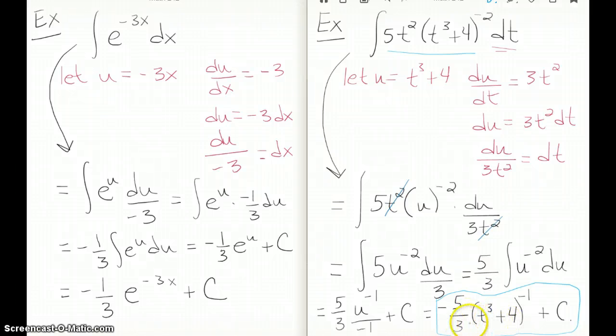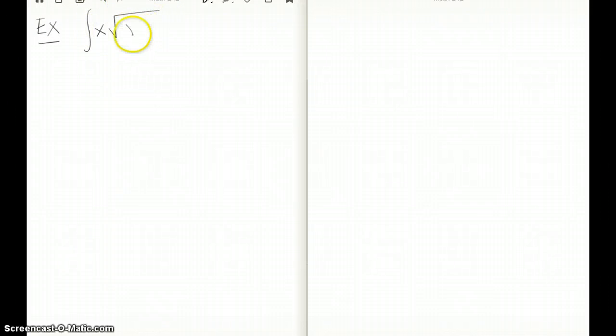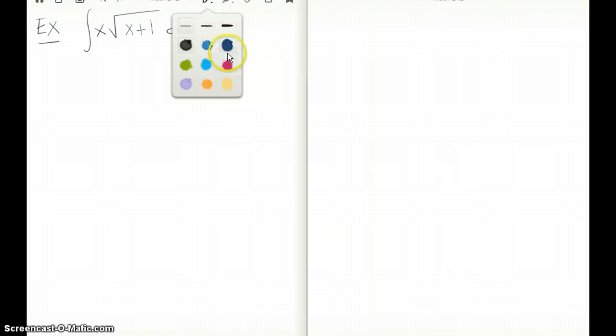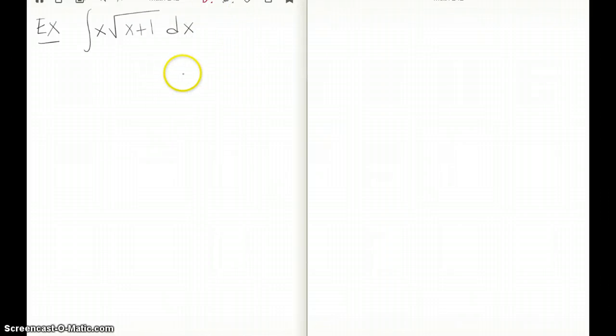Okay, so let's see. I think we have enough time to do one more example. And this one's a little bit different. It requires us to do something a little bit sneaky. But let's try it. So we're doing the antiderivative of x square root of x plus 1. And remember, one of my suggestions for where to possibly choose your u is inside of a radical. So let's give that a shot and see what happens.